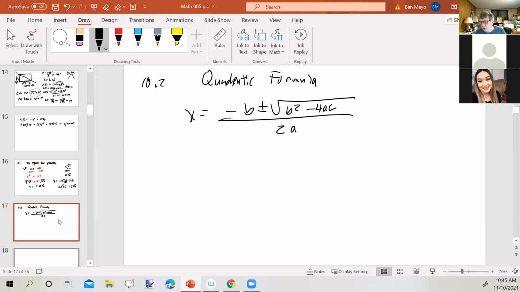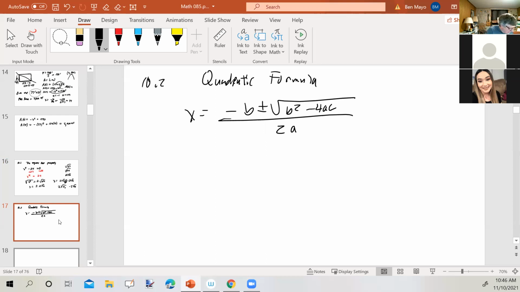There's a wonderful song that you could use to memorize it. It goes like this: negative b plus or minus the square root, plus or minus the square root of b squared minus 4ac, b squared minus 4ac, all over 2a, all over 2a. I know what you're thinking. You're thinking, keep your day job.